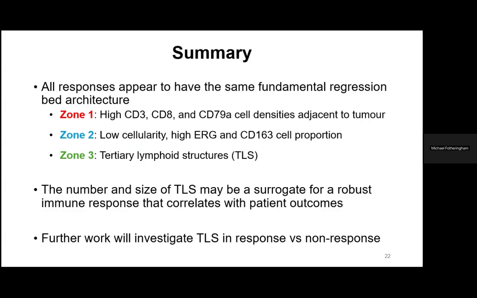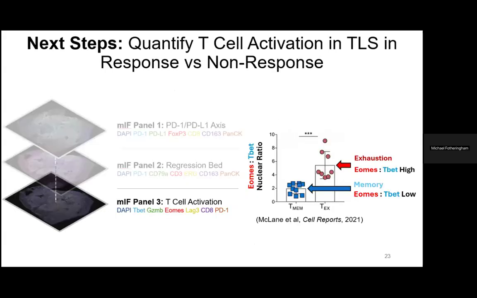And what we found is maybe that the number and size of tertiary lymphoid structures may be a surrogate for a robust immune response that correlates with patient outcomes. And what I hope to look at next will be the tertiary lymphoid structures in response and in non-response. I have a few next steps. I'll try not to get too crazy into it.